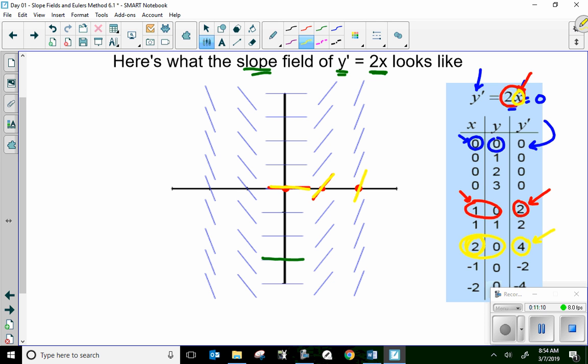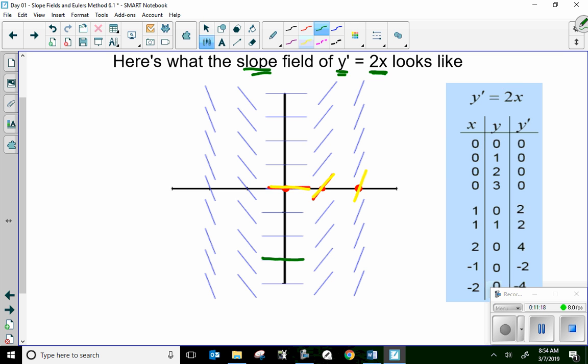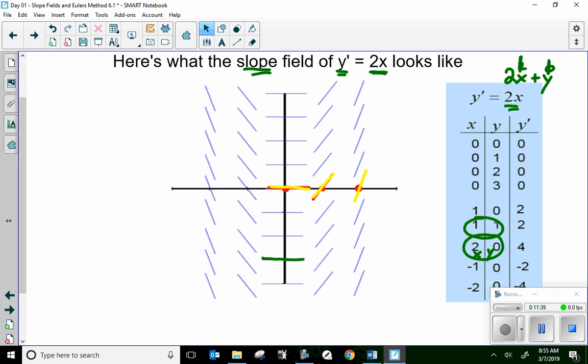Now, you might say to yourself, how come in this table I need a y value? The y value has nothing to do with my derivative here. Well, sometimes the derivative might be 2x plus y. Now I need an x and a y. If this is my x, 2, and my y is 0, I would throw a 2 in here plus a 0. Or (1, 1), I would throw a 1 in here and then add 1 to it. So sometimes the y is in there.